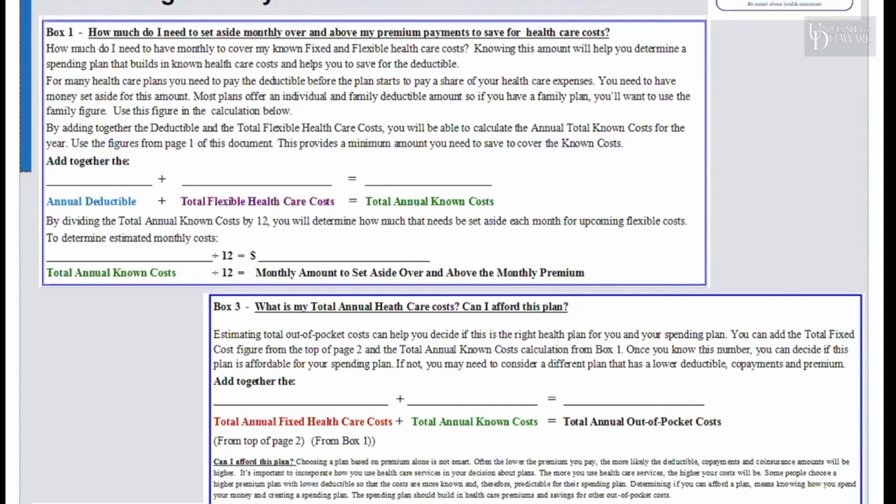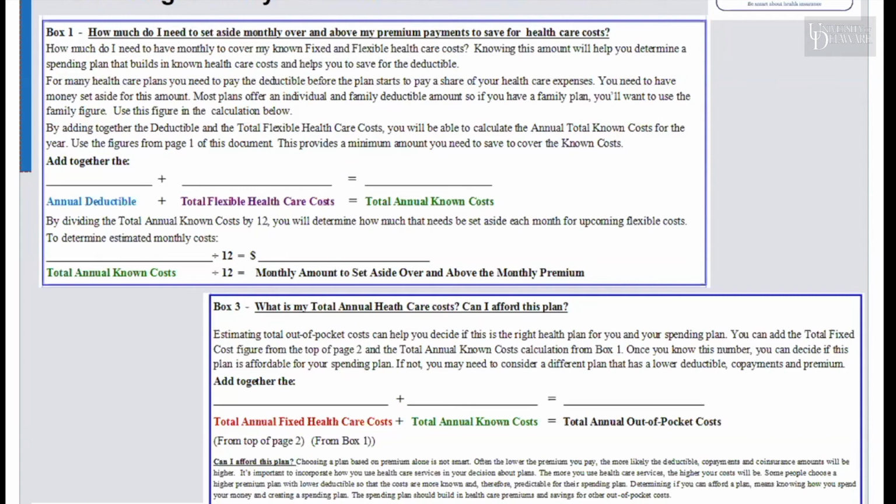In this case, we're taking the annual deductible and adding it to the total flexible healthcare costs, and we're calling that the total annual known costs. You take that number, put it down here, and divide by 12, and then you get how much over and above the premiums Perry or yourself would need to be setting aside to cover what I would call the expected healthcare costs.